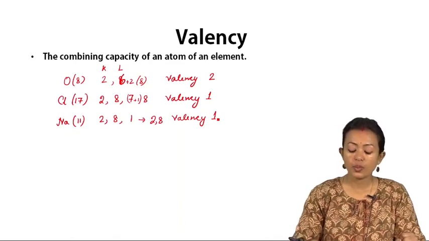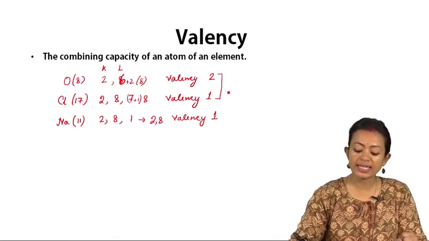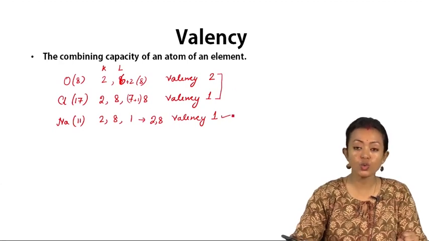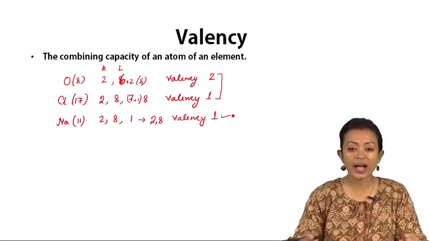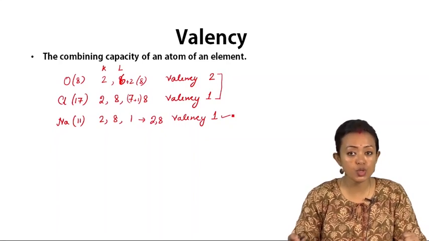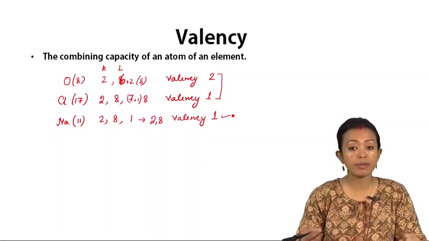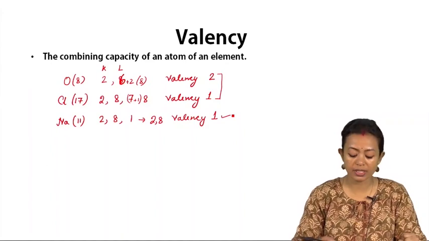Now, in these 2 examples we saw that an atom either gains an electron or loses an electron to have a maximum number of 8 electrons in the outermost orbit.